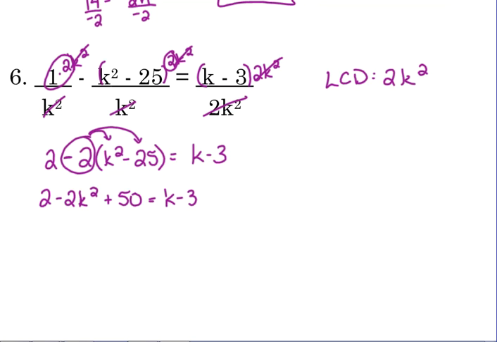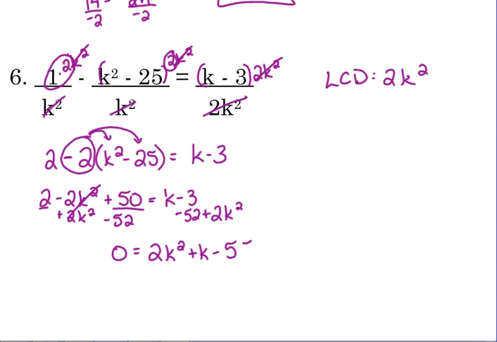Now usually I would move everything to be on the same side as the k squared, but my k squared is negative, so I'm actually going to move that to the other side so that it'll be positive. So it was negative, so I add it. And let's see here, we've really got 52 on this side, so I'm going to subtract the 52. The 2 plus 50 is where I'm getting 52. I want everything on the right side, and I want to write it in standard form. So 2k squared plus k minus 55.